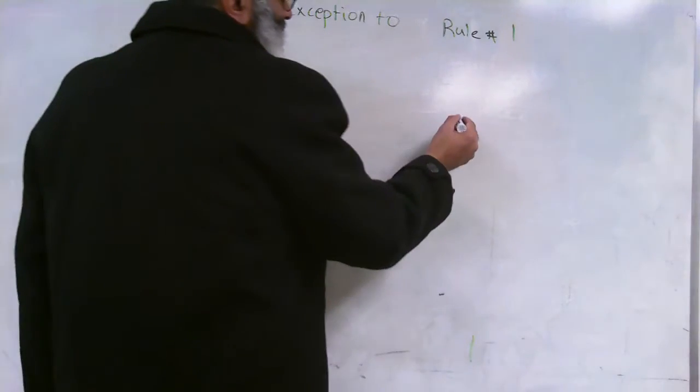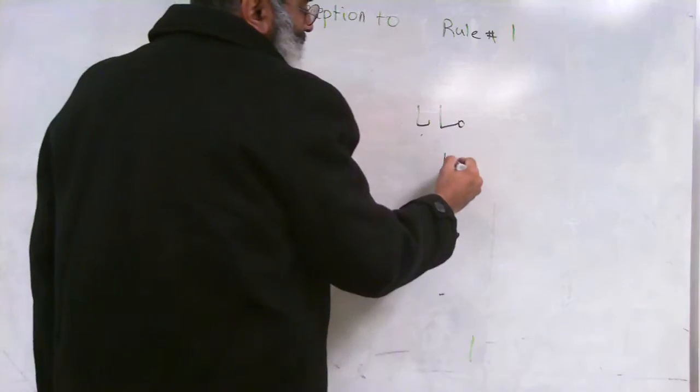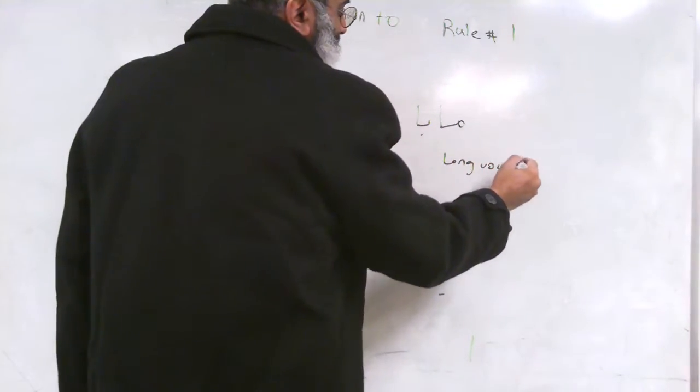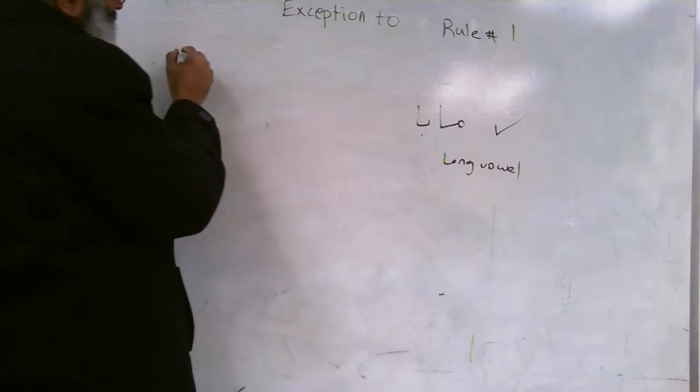Rule number 1 was that when you have a long vowel in the middle of a word or at the end of the word, it is always a long vowel. That was the rule number 1. That is correct. However, here's the exception.